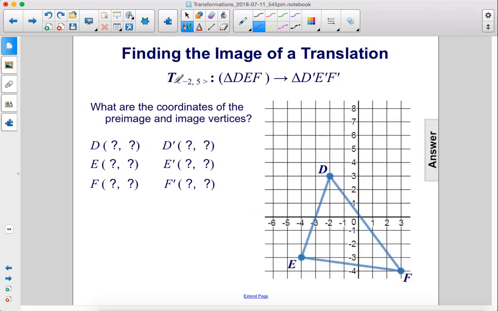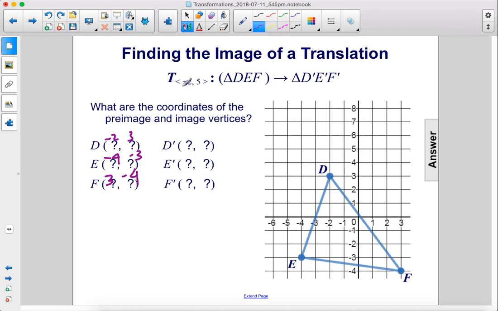Alright, so if we have T sub <-2, 5>, and we have triangle DEF maps onto triangle D'E'F', what are the coordinates of the preimage and image vertices? Alright, so here's our preimage. D is at (-2, 3). E is at (-4, -3). And F is at (3, -4).